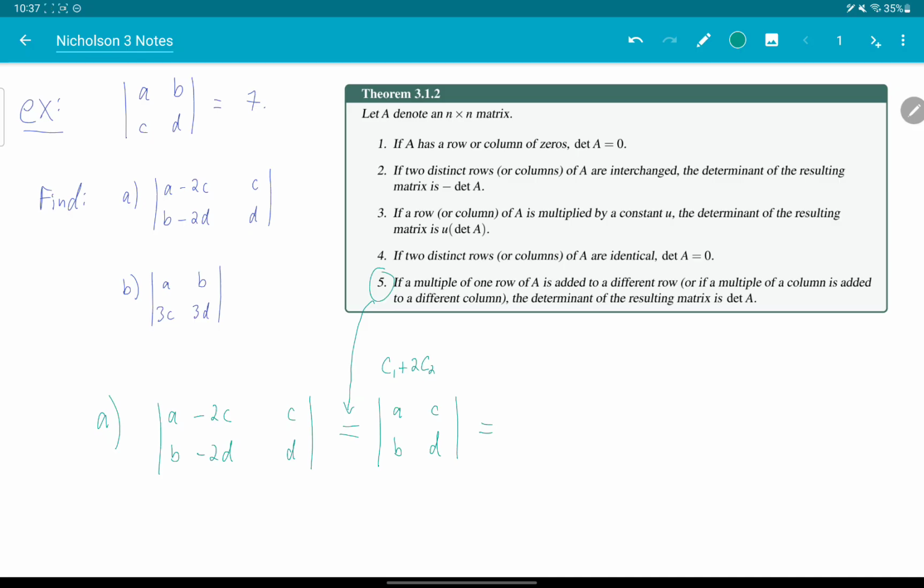Now, I'm getting closer to my information. I want to use this information. I got one more step. I got to transpose. Okay, transposing a matrix does not change the determinant. So we get 7 here. Now, this is because the determinant of A transpose is the same as the determinant of A.